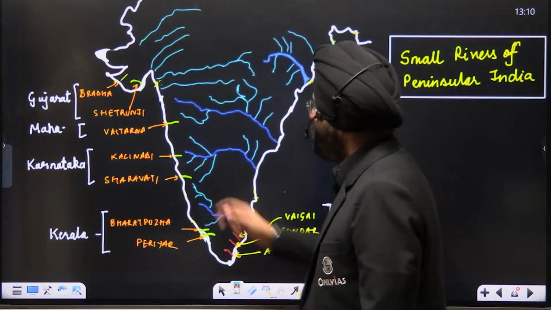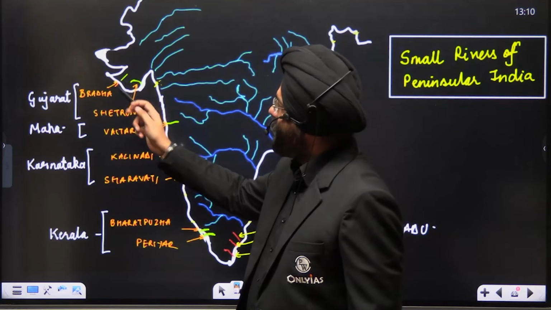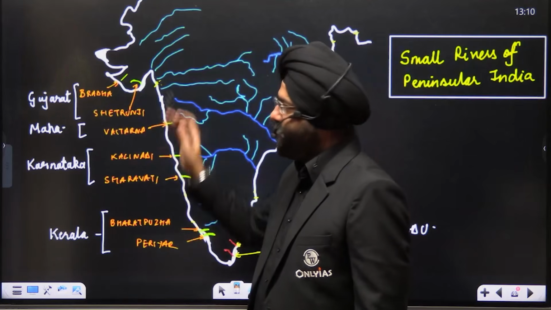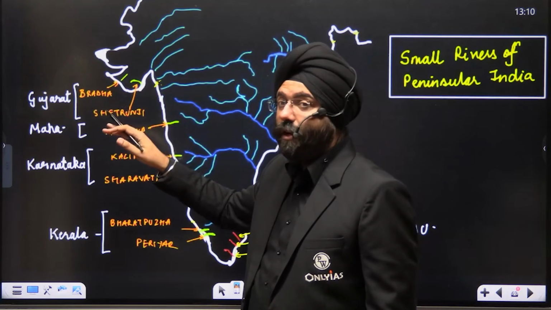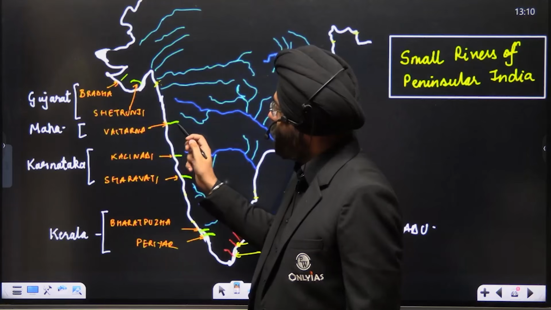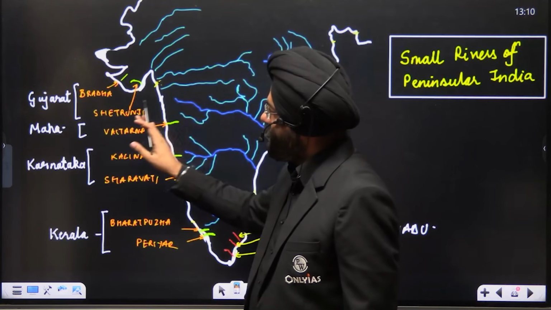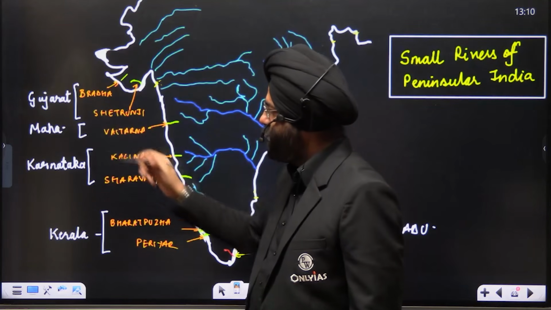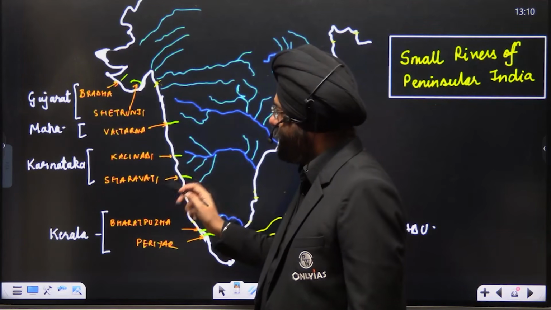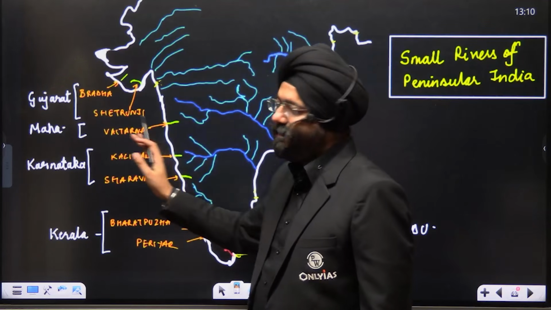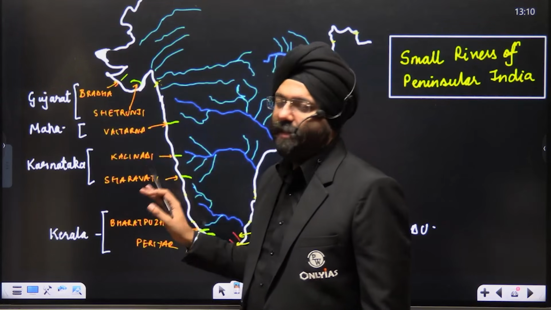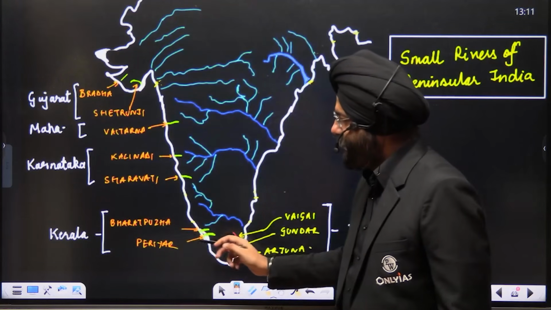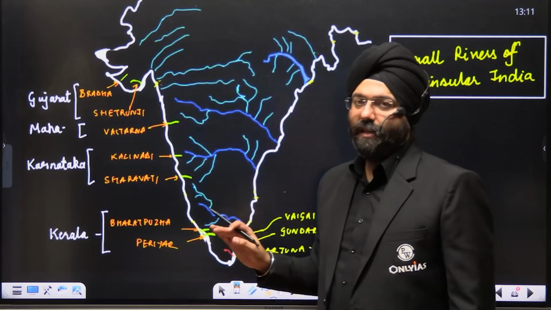If you see here, there are a few rivers like Radha and Shitrunji. These are small rivers in the state of Gujarat, draining into the Arabian Sea, right? Then you have Vetarna, again a small river draining into the Arabian Sea in the state of Maharashtra. You have Kali Nadi and Sharavati in the state of Karnataka, again draining into the Arabian Sea. Then you have Bharatapuzha and Periyar in the state of Kerala, again draining into the Arabian Sea.